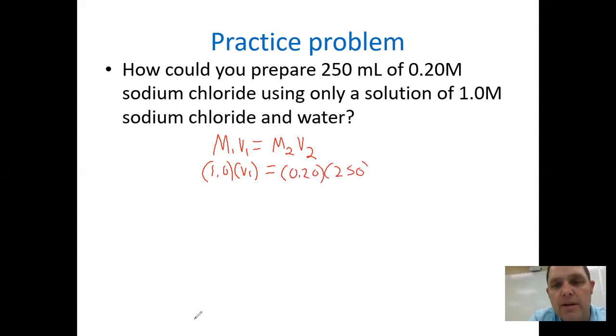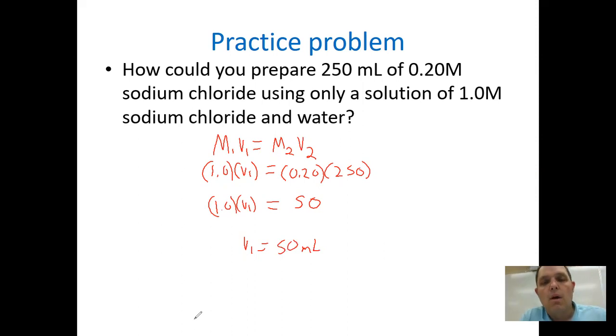And I'm keeping it in milliliters because we don't need to change it. But just remember, our V1 is going to be in milliliters. So when I do some quick math here, 0.20 times 250, I get 50, and this is 1.0 and V1. Now dividing that over, I can do that in my head. V1 equals 50 milliliters.